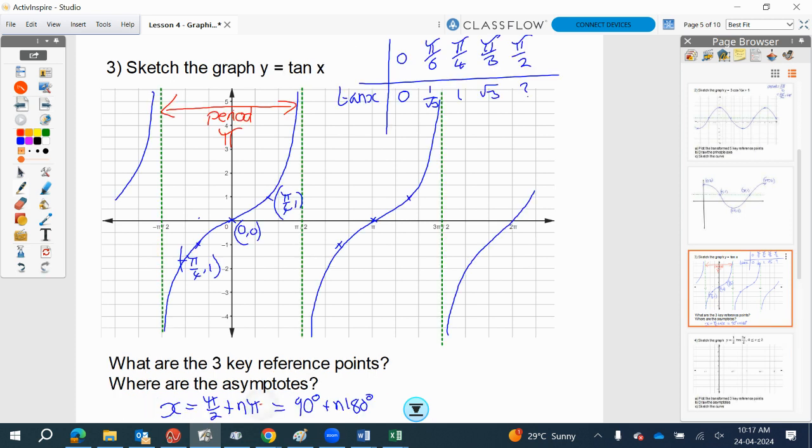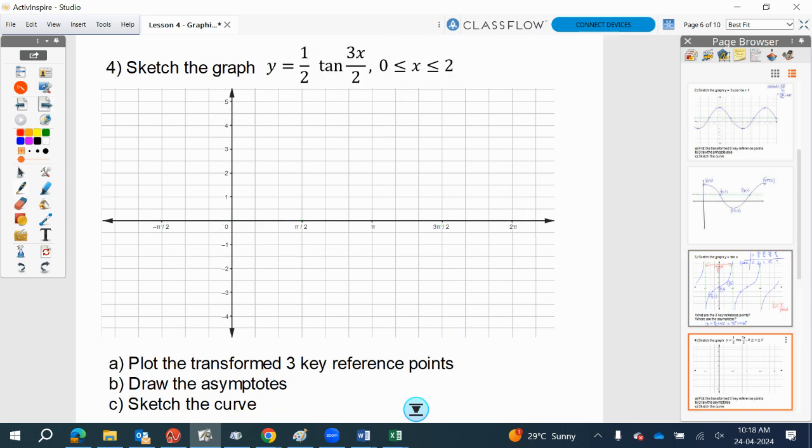Pi over 2 plus n pi. Whoa, it's pi over b, right? And b is 3 over 2. Yes, so pi divided by 3 over 2 is 2 pi over 3. Yeah, 2 pi over 3. Yes.